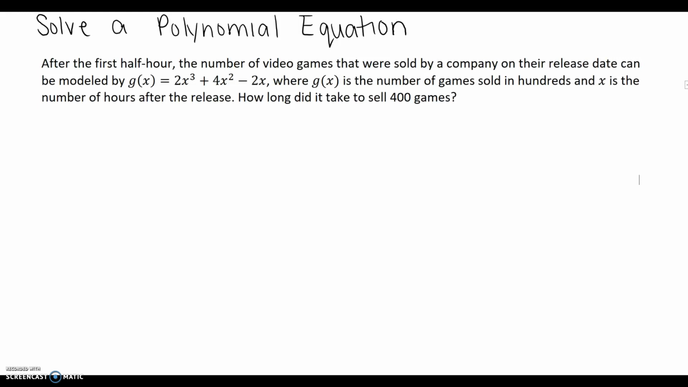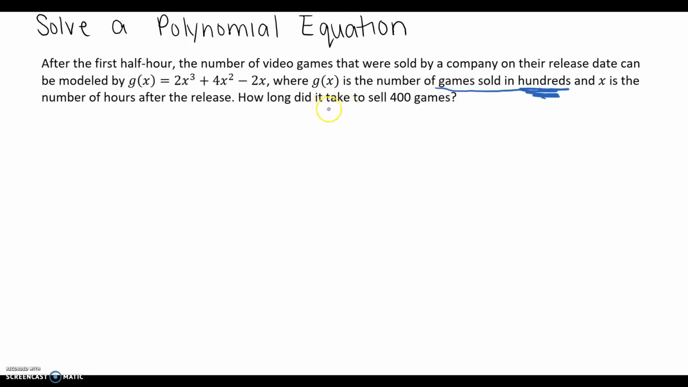After the first half hour, the number of video games that were sold by a company on their release date can be modeled by g of x equals 2x cubed plus 4x squared minus 2x, where g of x is the number of games sold in hundreds, and x is the number of hours after release. How long did it take to sell 400 games? So something to take note of, games are sold in hundreds.